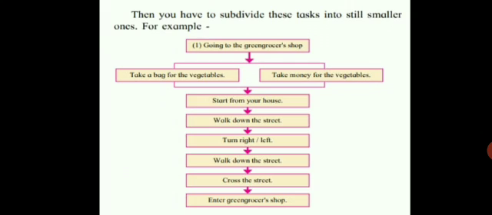Then you have to subdivide this task into smaller ones. Now see the flow chart. Going to the greengrocer shop: take a bag for the vegetables, take money for the vegetables, start from your house, walk down the street, turn right or left, walk down the street, cross the street, enter the greengrocer shop.